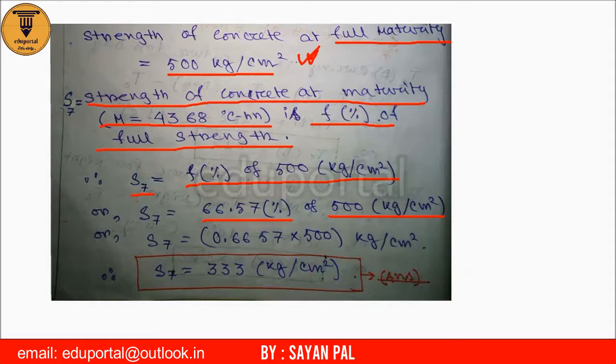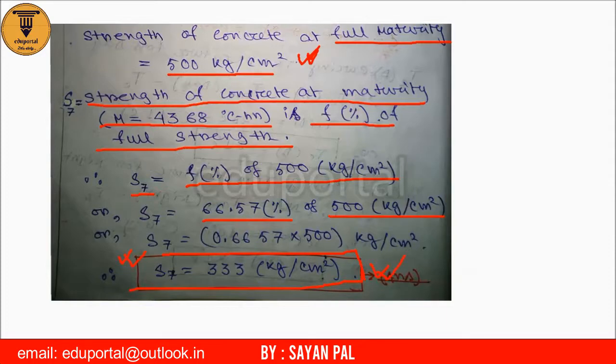So 0.6657 into 500, so we get the value of S7 equal to 333 kg per cm square from this equation. Okay, that is 33.3 MPa. So this is the solution.